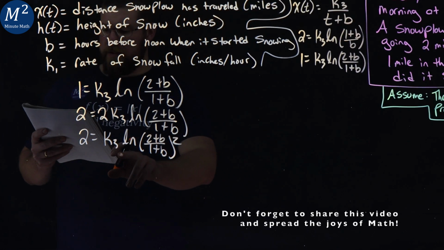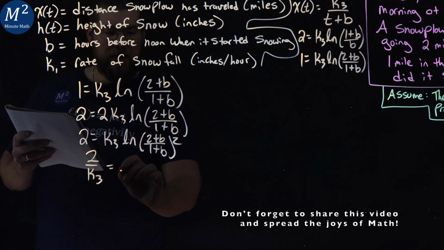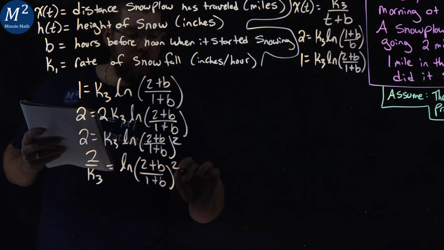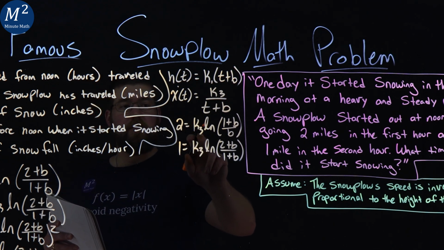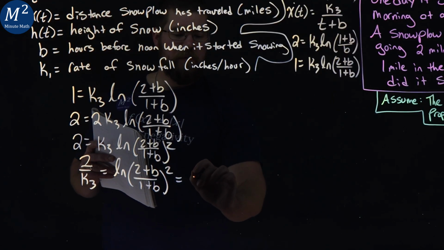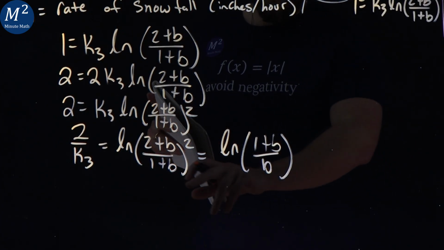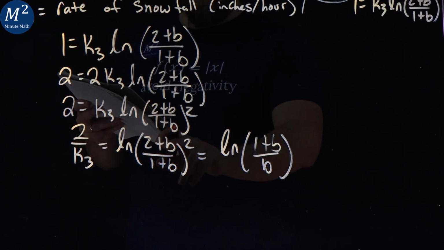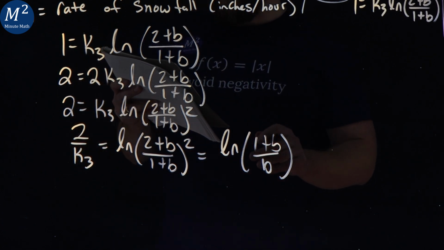Now if we divide both sides by k3, we have 2 over k3 is equal to the natural log of (2 plus b) over (1 plus b), all squared. And if we do the same thing with our first equation, 2 equals k3 natural log of (1 plus b) over b, divide both sides by k3, we can say it's equal to the natural log of (1 plus b) over b. So if these two logarithms are equal, the inside arguments are also equal: (2 plus b) over (1 plus b) squared is equal to (1 plus b) over b.